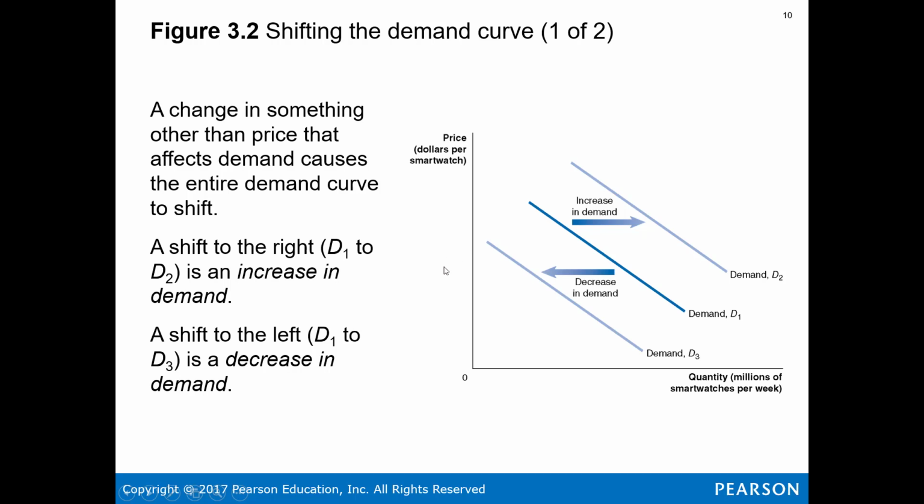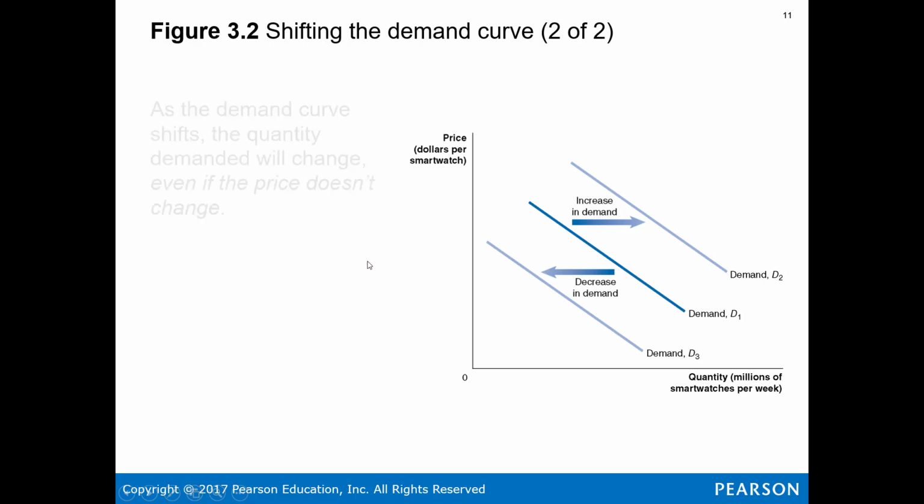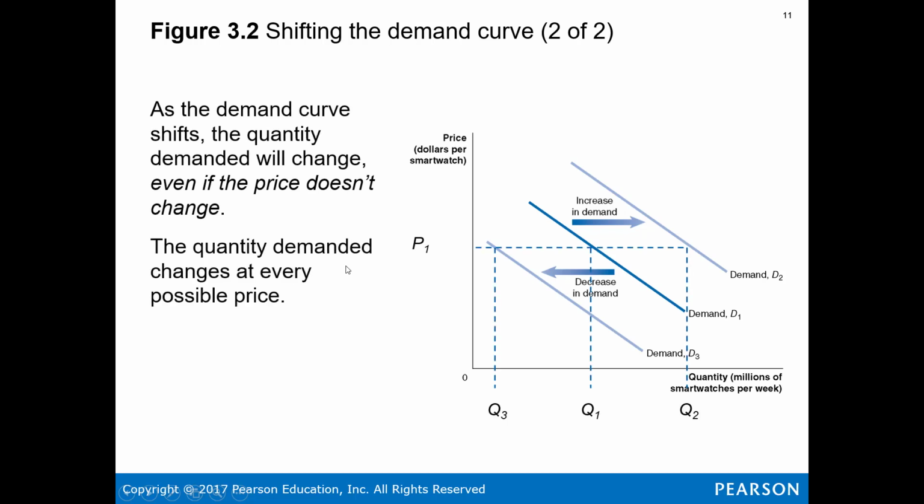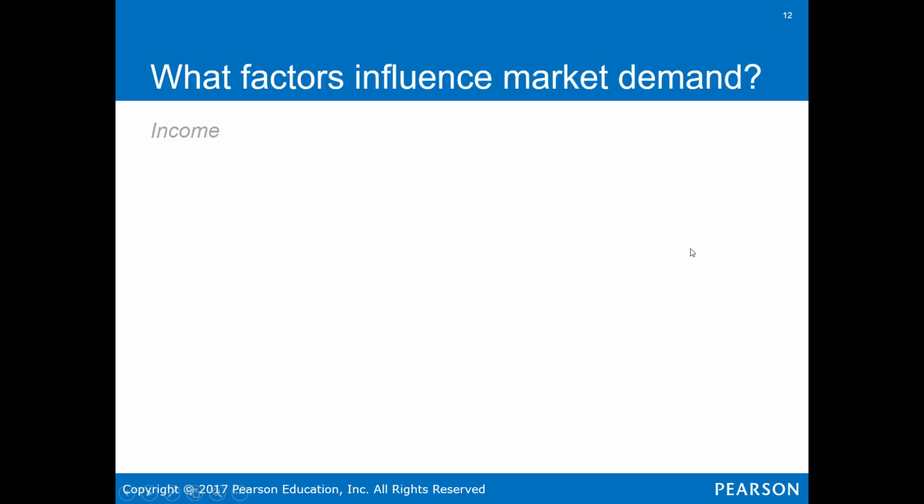We're going to do a practice worksheet after this chapter. As the demand curve shifts, the quantity demanded will change, even if the price doesn't change. So as you can see here, this is quantity demanded 1. As this shifts, at the same price, a decrease in demand, quantity demanded goes down. And as this shifts, an increase in demand, at the same price, quantity demanded goes up.